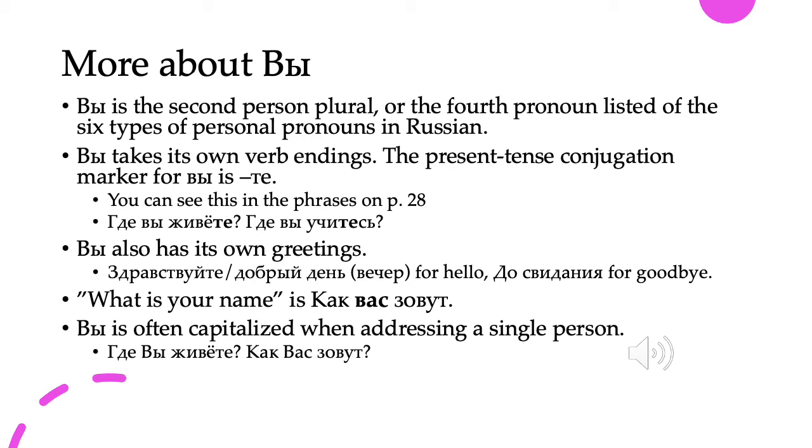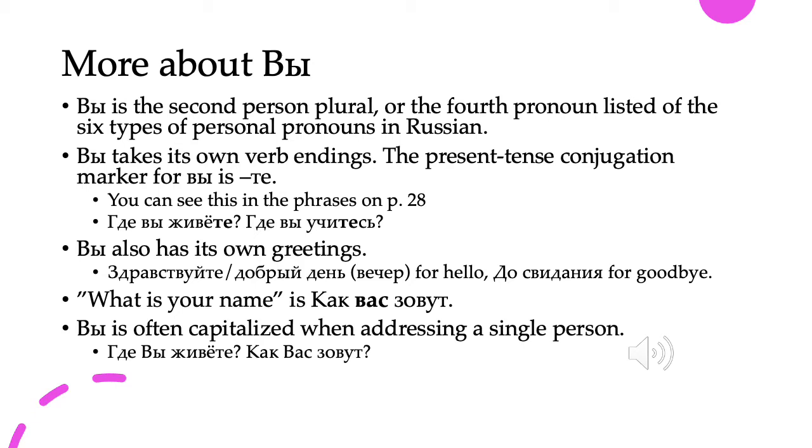And then it also has its own greetings. So we could say, здравствуйте, to say hello. And note that те ending. This is actually a verb. It's the imperative of the verb to be healthy. So in Russian, when you say hello, you say be healthy. And we can see this те вы marker here, здравствуйте. Or you could say добрый день, good day, or добрый вечер, good evening. And then we say до свидания for goodbye.